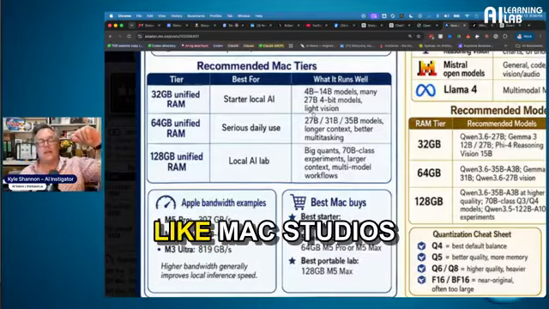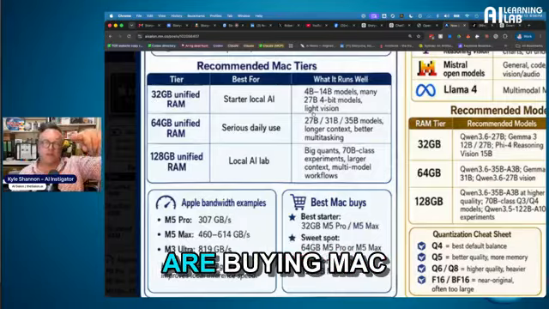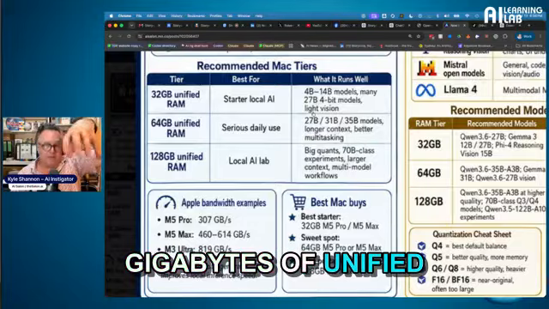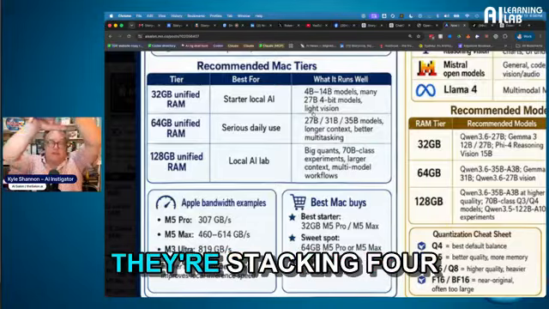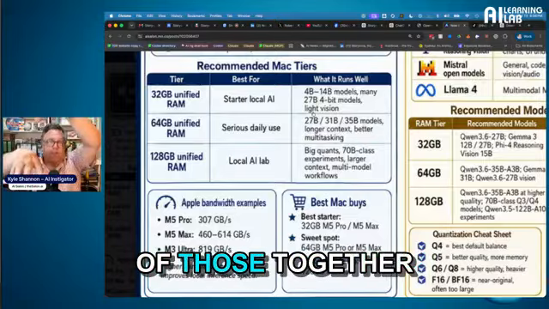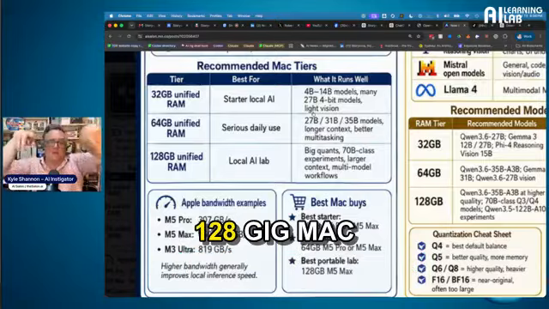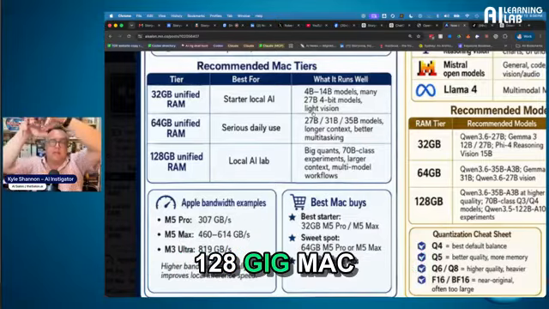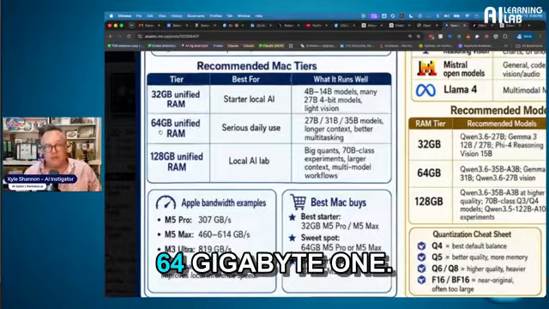Okay, so here are the tiers. These were the tiers I was considering. People that are buying Mac Studios are buying Mac Studios with 512 gigabytes of unified memory, and then they're stacking 4 of those together, or they're buying 128 gig Mac Minis and stitching those together into a 512. But I have the 64 gigabyte one.